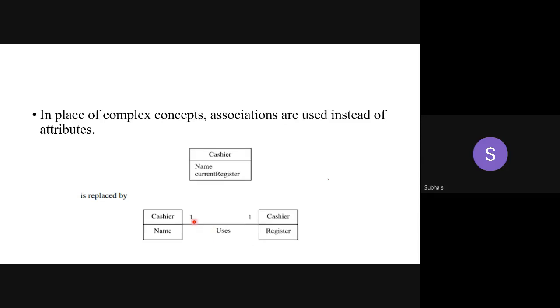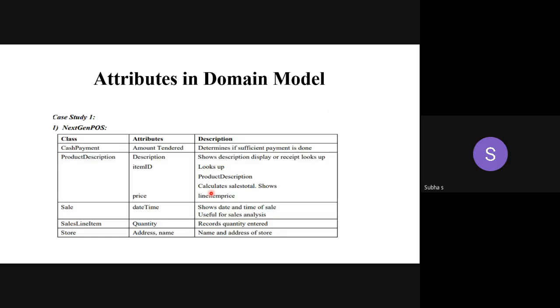It's not meant that one cashier uses one cashier. Actually, one cashier uses one register. That is the exact meaning. In some places, instead of mentioning so many things in attributes, better we go with association. This line is your association. It's not followed for all concepts. It can be used for simple complex concepts.